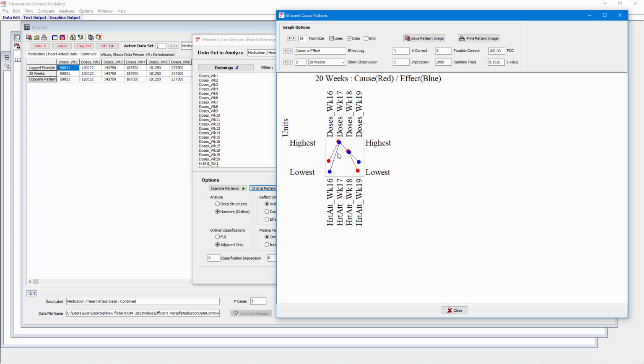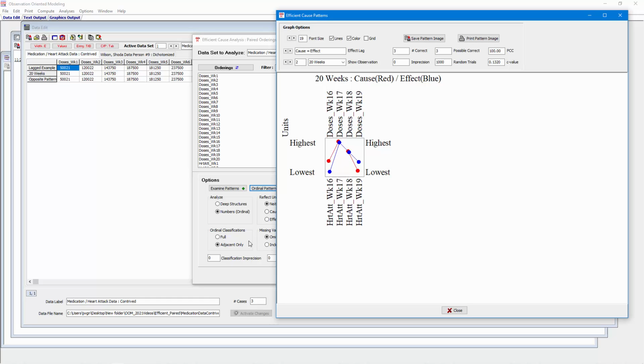Now here we see nice correspondence between the red and the blue line in terms of their ordinal relations, their ordinal changes over time. So as the red line increases, the blue line increases. As the red line decreases, the blue line decreases. So the cause and effect co-vary, if you will, across the 4 weeks.